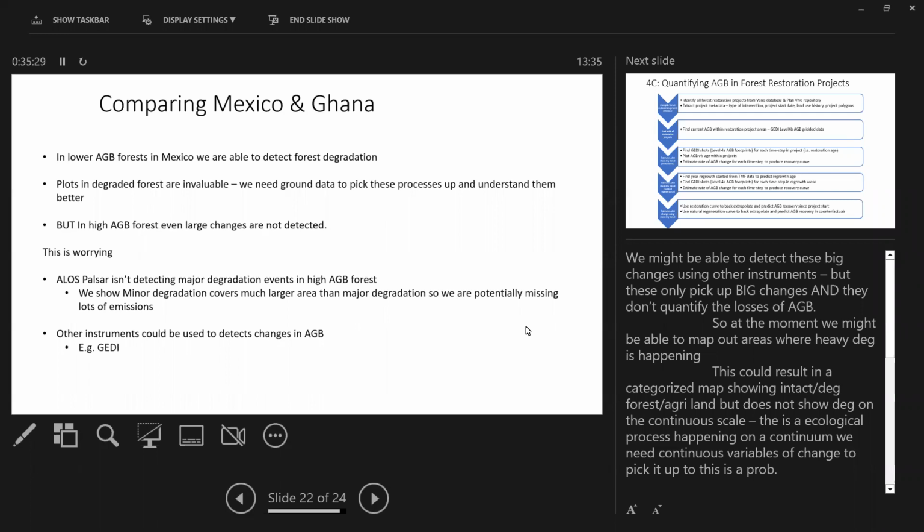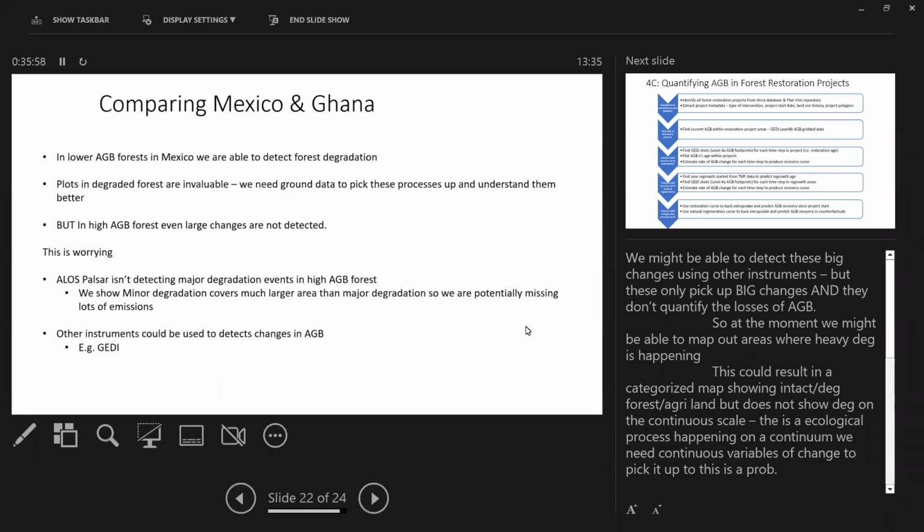But in these high biomass forests, even these large changes weren't being picked up. And that is rather worrying, because as I showed in Mexico, it's the smaller events that are far more common. So if you're not even picking up the big events, then how are you supposed to be picking up the small events? So there's this huge flux of carbon into the atmosphere from this degradation that isn't really quantifiable through radar data, or currently available radar data.